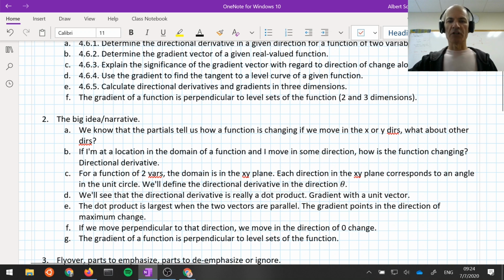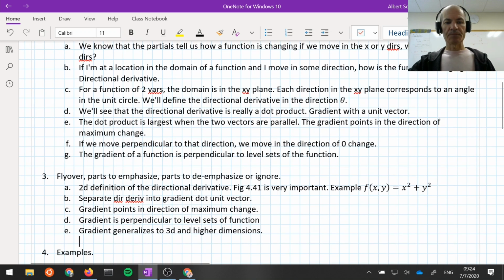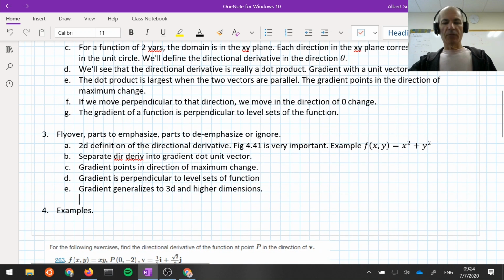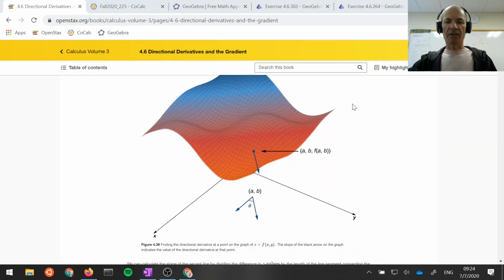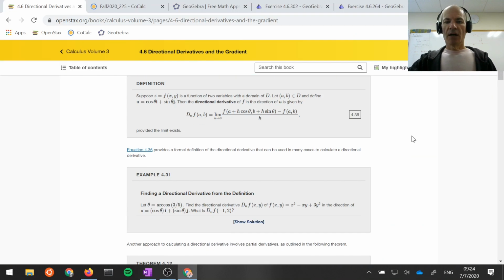The gradient of a function is perpendicular to level sets of the function. I added 2 and 3 dimensions because that's what we're going to be working in here, but in fact it's generally true. It's true in all dimensions. Let's do a quick flyover of the text and see how to compute directional derivatives.